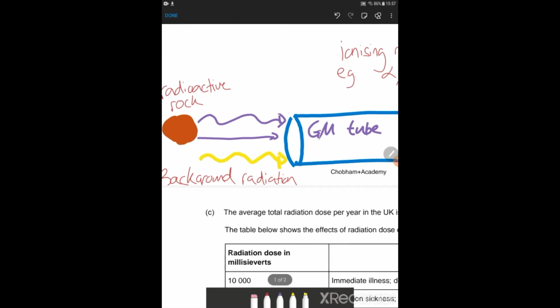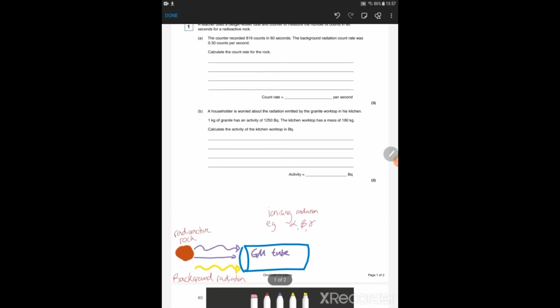Alright, now let's go back up to the question. So we've got our Geiger Muller tube. Now we know that is a thing that counts ionizing radiation, so it makes a little click. Okay, we know that ionizing radiation forms ions from atoms. There's three types, alpha, beta, and gamma, that we care about in this situation. Yeah, and it measures the number of counts in 60 seconds, okay? So we've recorded 819 counts in 60 seconds, but the background radiation count was 0.3 per second, alright? Calculate the count rate for the rock.